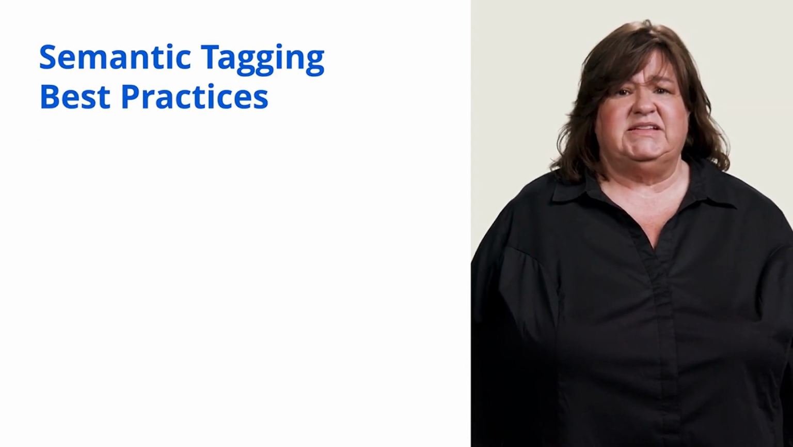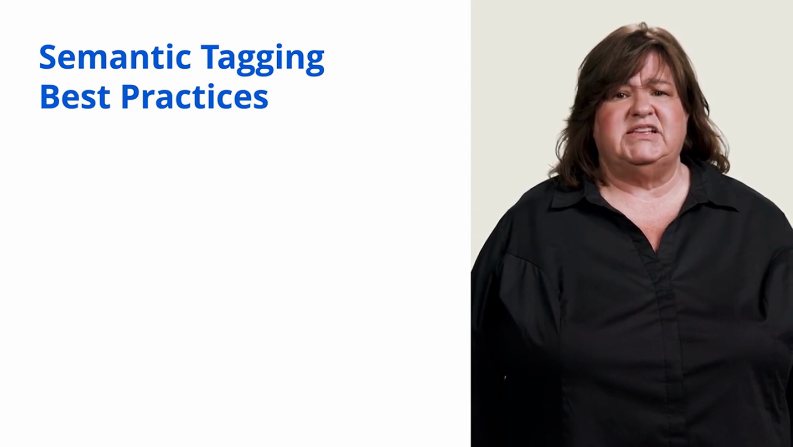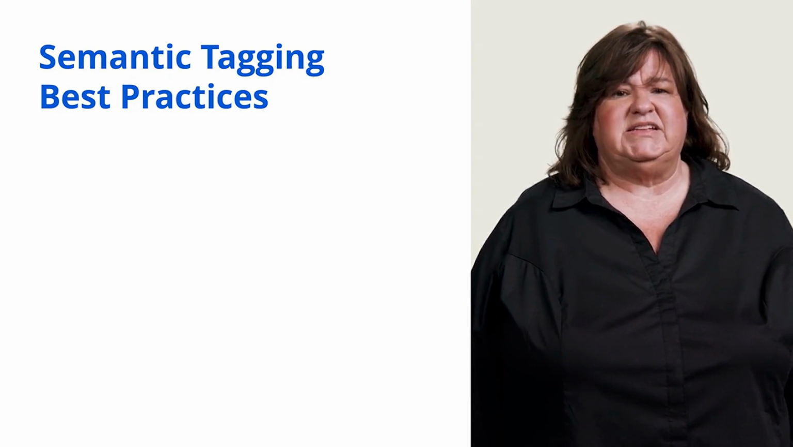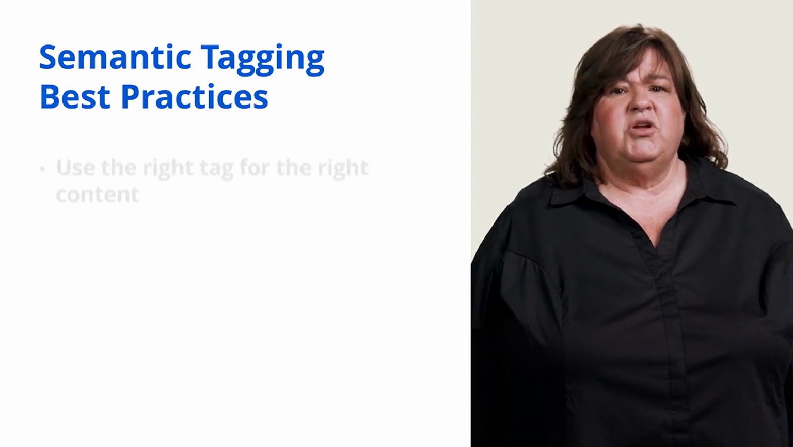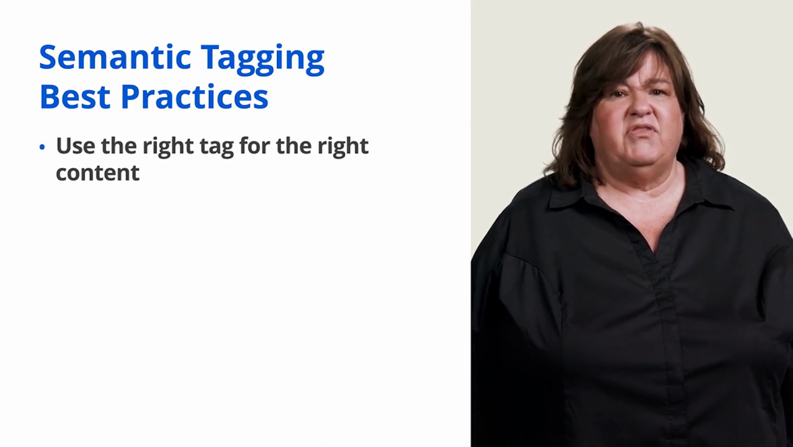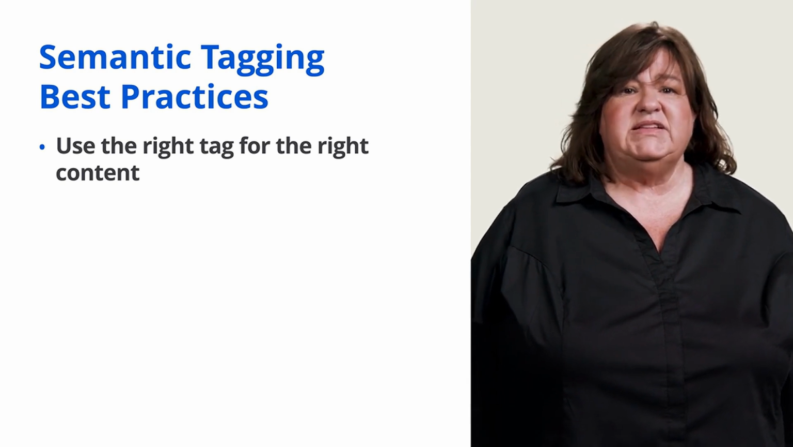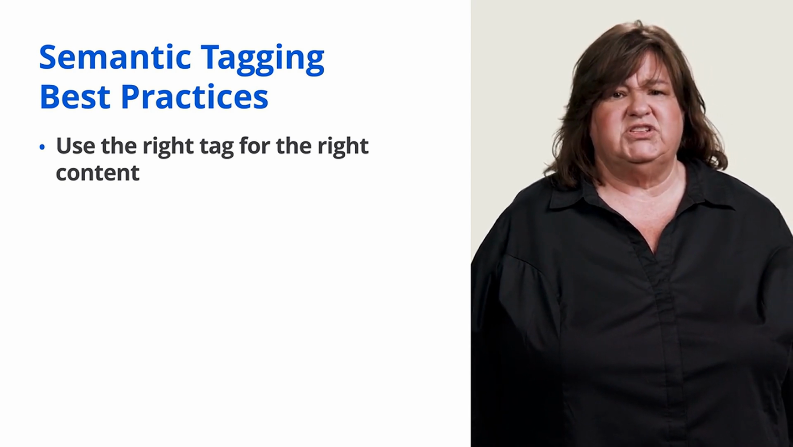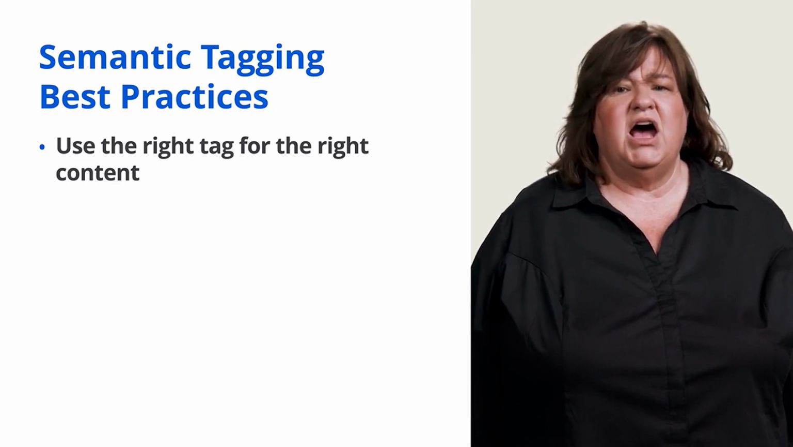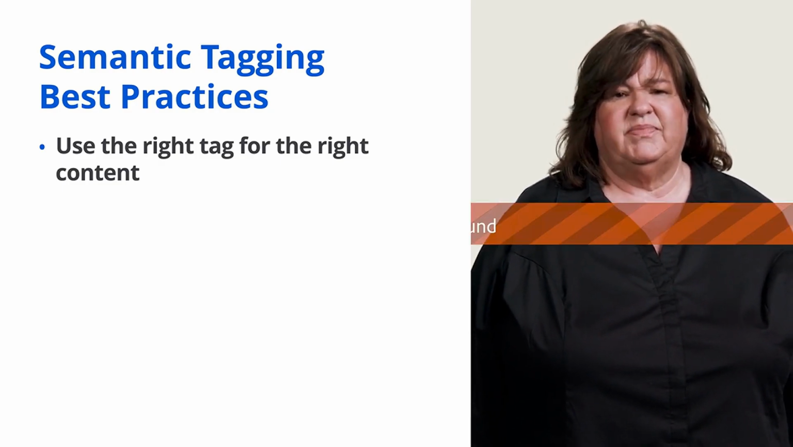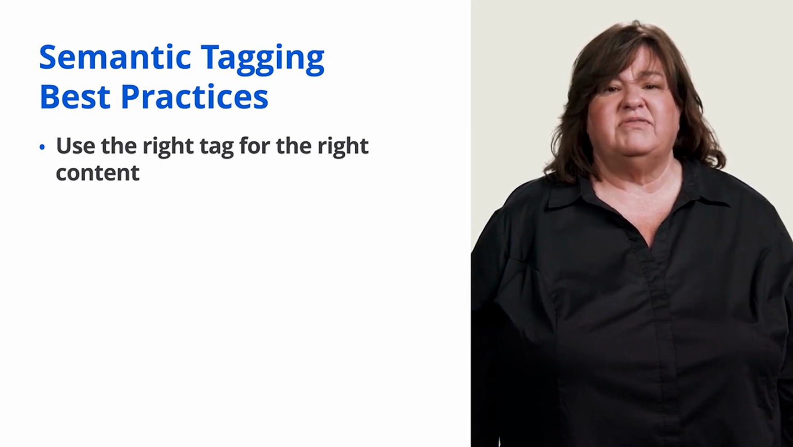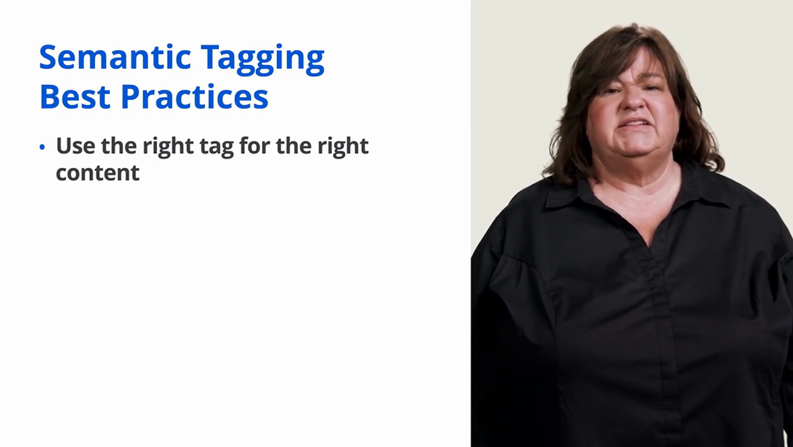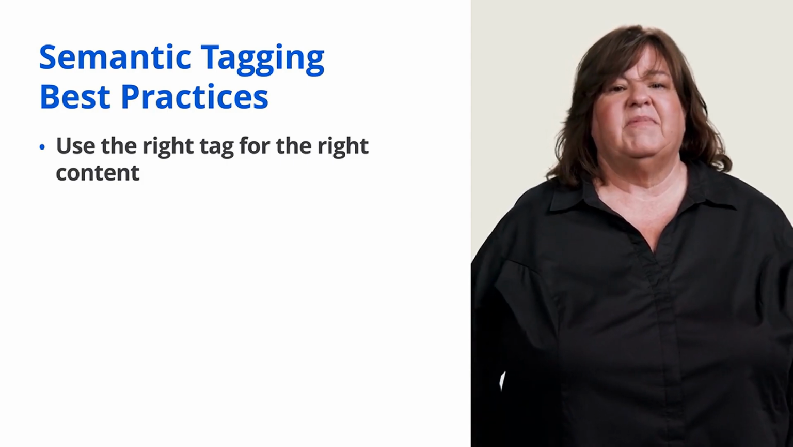Sticking to best practices is key to making your web pages accessible and easy to maintain. Here are a few best practices to keep in mind. Make sure to pick the right semantic tag for the content you're showing. This not only improves the clarity of your code, but also helps search engines and assistive technologies understand the structure of your page. For instance, if you're displaying a block of text that represents an article, you should use the article tag instead of a generic div.